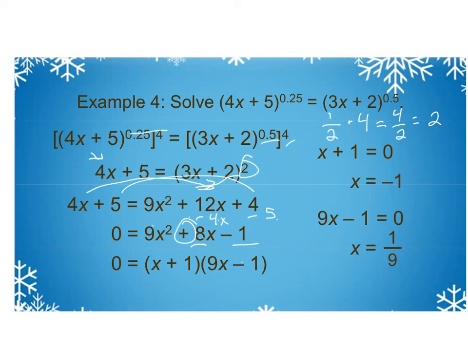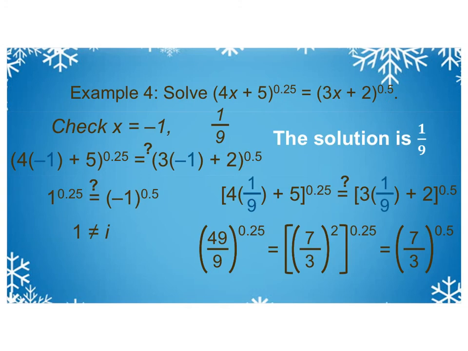Okay, so x plus 1, 9x minus 1. The reason that's the bigger one, right? Because it's 9x. That's 1x. So the 1x is a negative, the 9x is a positive because of the plus. All right, so that means I have x equals -1 and x equals 1/9.